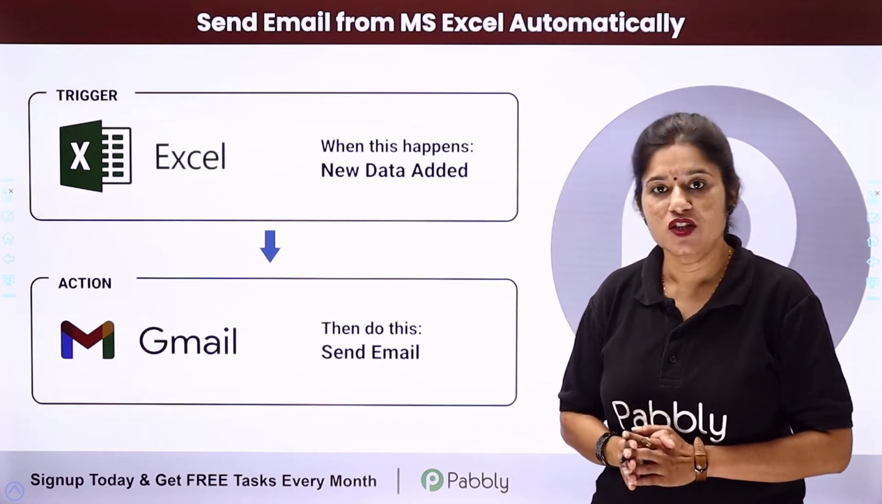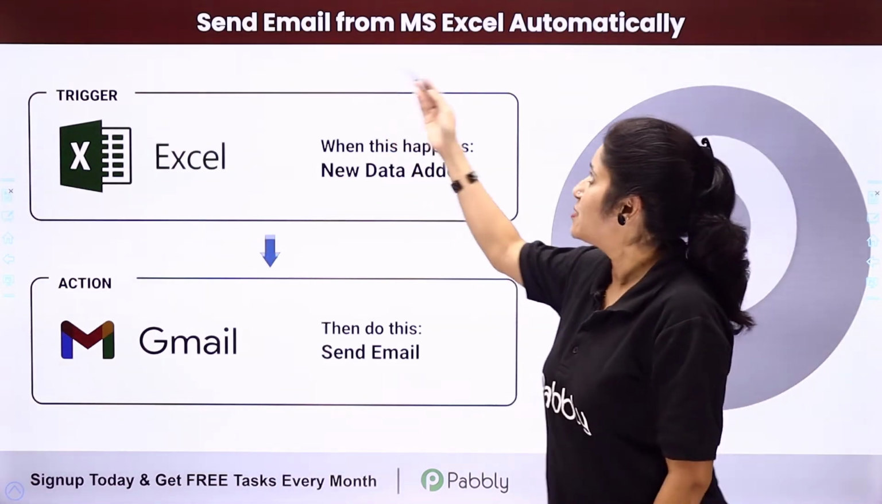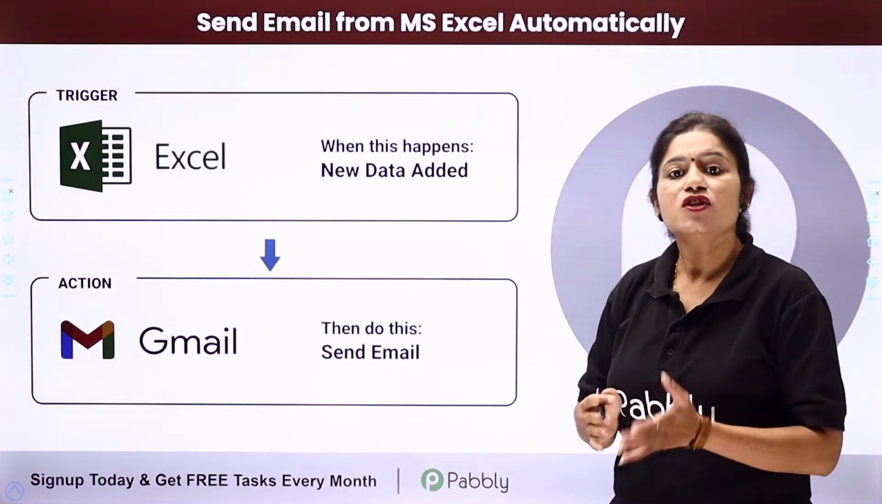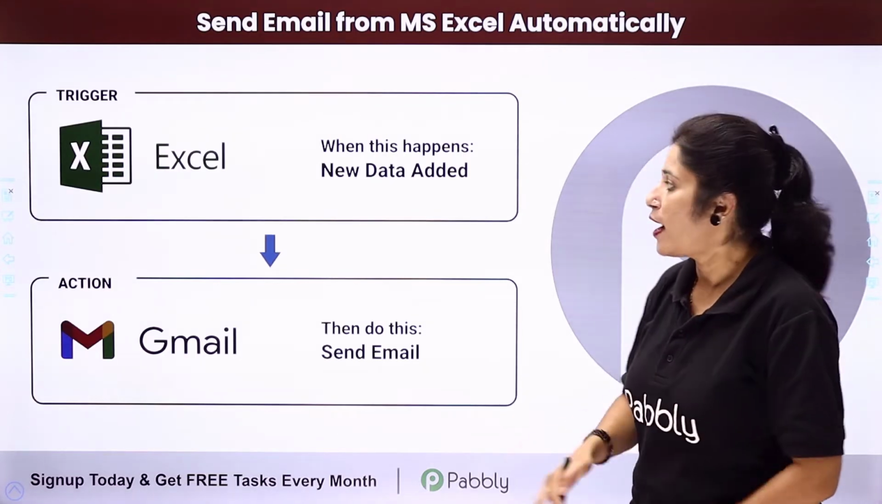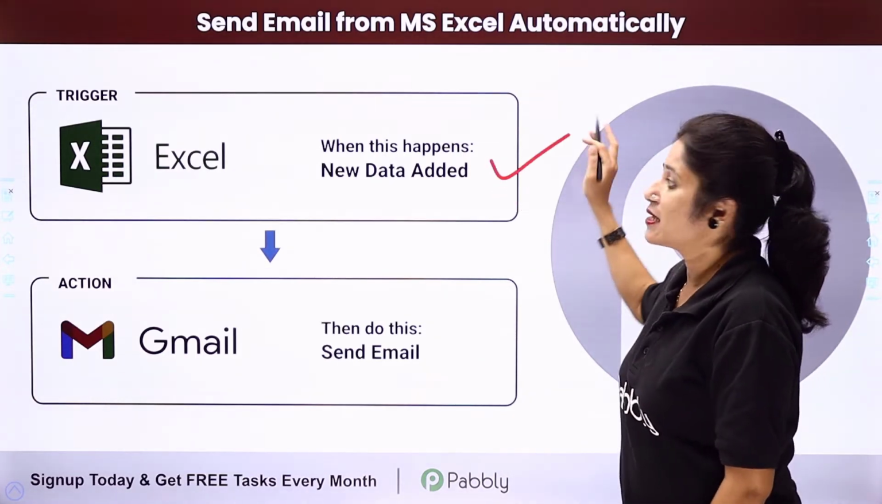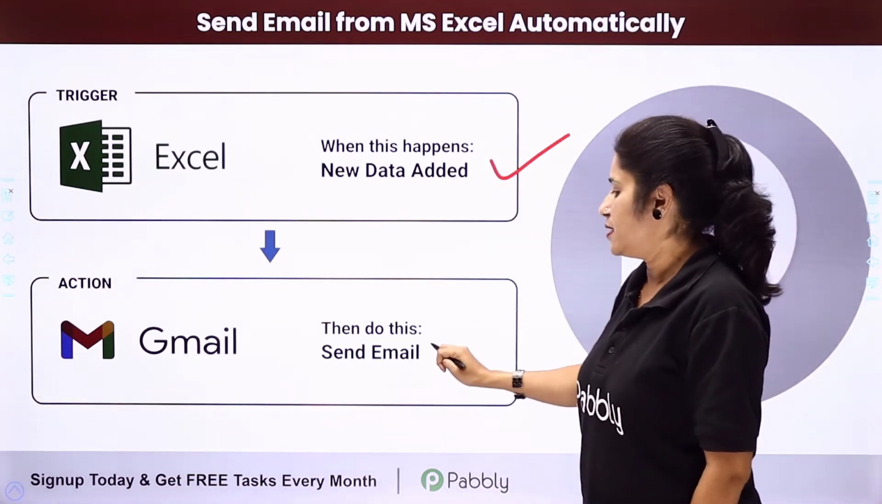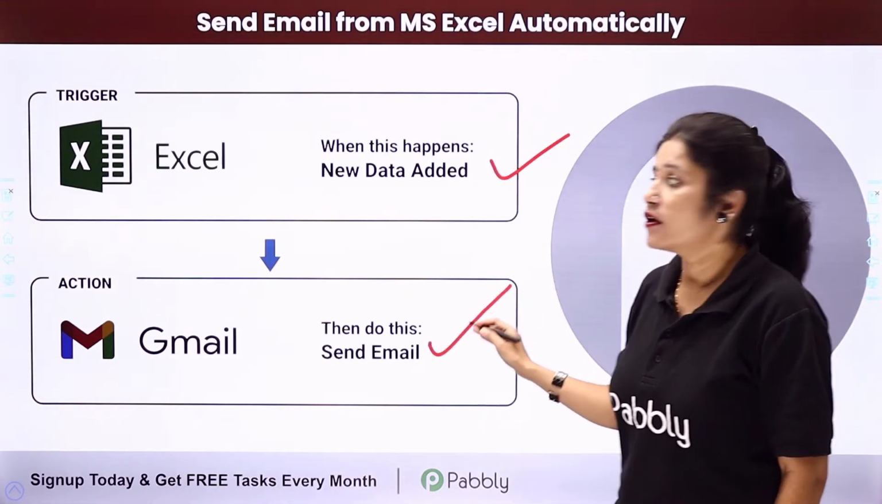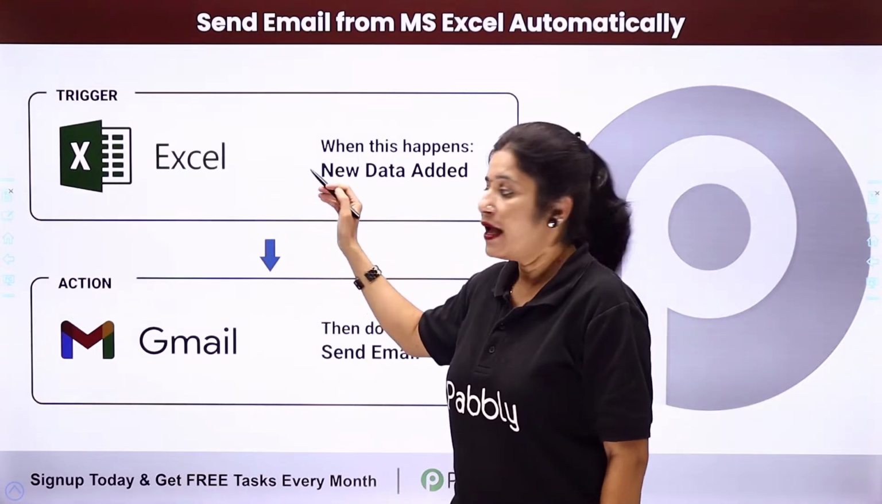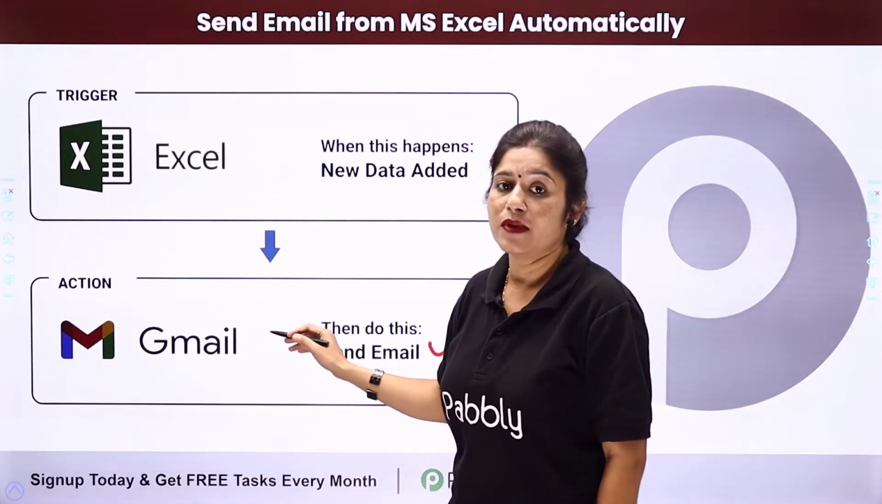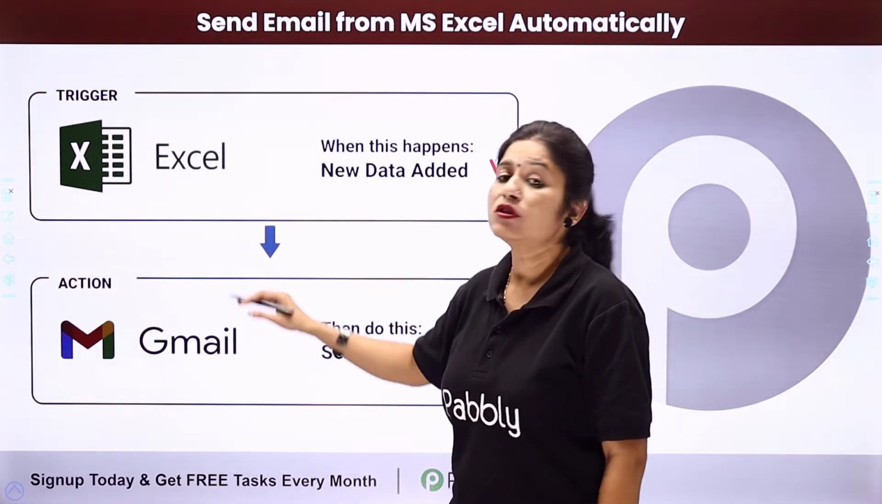In this video, we are going to learn how you can send emails from MS Excel automatically. So the idea here is that whenever you add new data to your MS Excel spreadsheet, automatically using those details, a mail should be sent to your customer. So here your trigger application would be MS Excel and your action application would be Gmail. For that, you need to integrate both these applications.